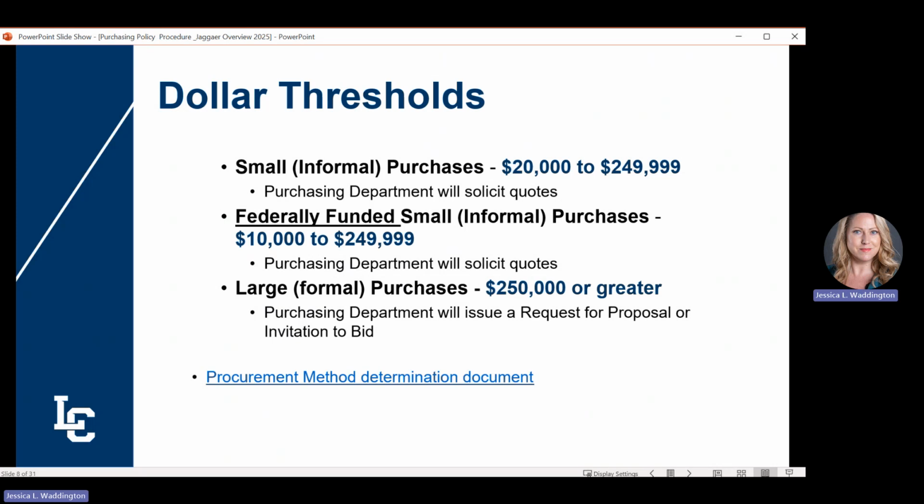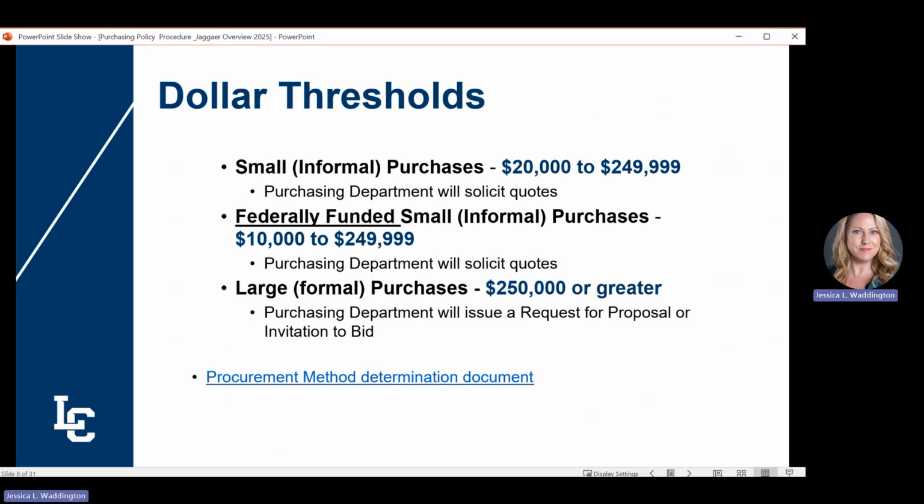The next level of purchase is considered the small or informal purchase, and this is $20,000 to $249,999. Purchases in this threshold will require the purchasing department to solicit quotes. For federally funded or grant-funded small purchases, the dollar limit begins at $10,000. The purchasing department will have to solicit quotes for any grant or federally funded purchase of $10,000 to $249,999.